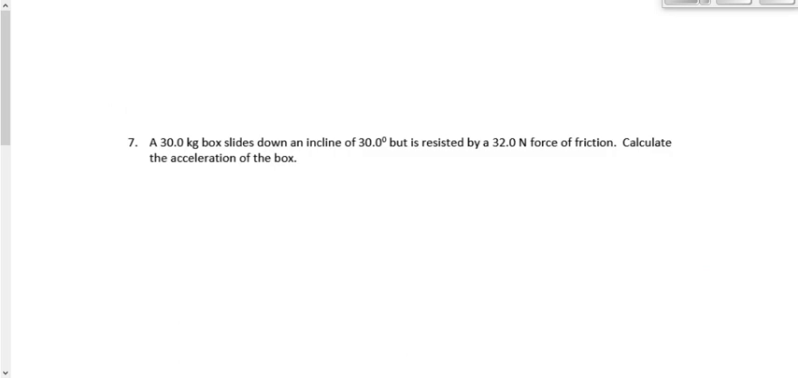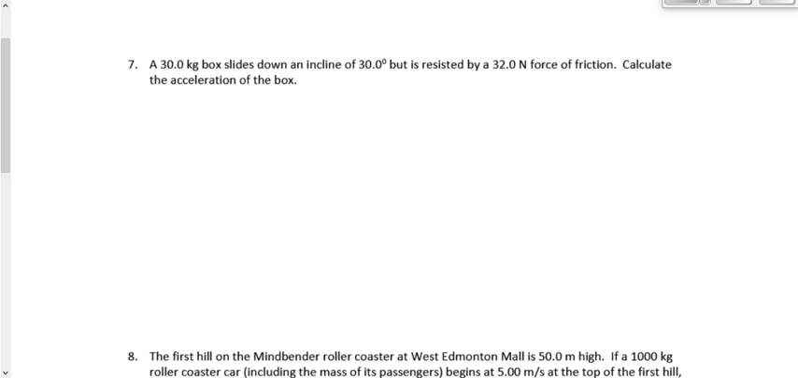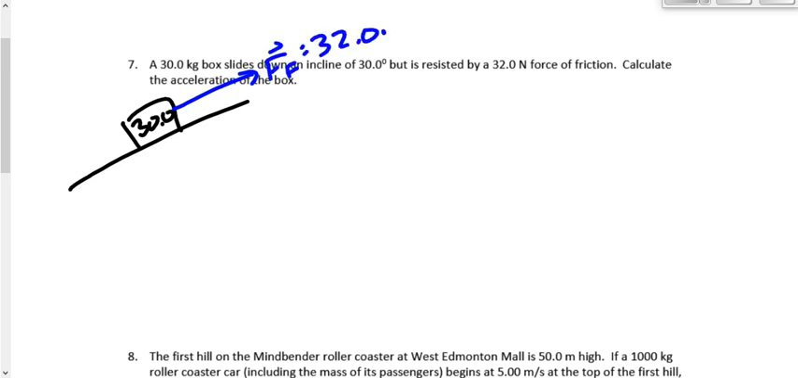Okay, number 7. 7 that we did have to do. It was 8 that I told you not to do because we hadn't at that point finished that material. 7 says a 30 kilogram box slides down an incline at 30 degrees. It's resisted by a force of friction. What's the acceleration? Here's my 30 kilogram box. There is a force of friction acting up the hill. It's 32.0 newtons. We've got force of gravity acting this way. We've got the normal force acting this way.